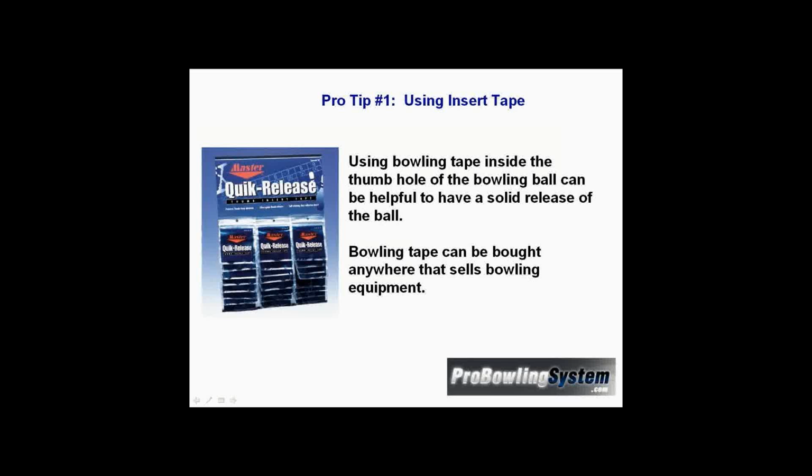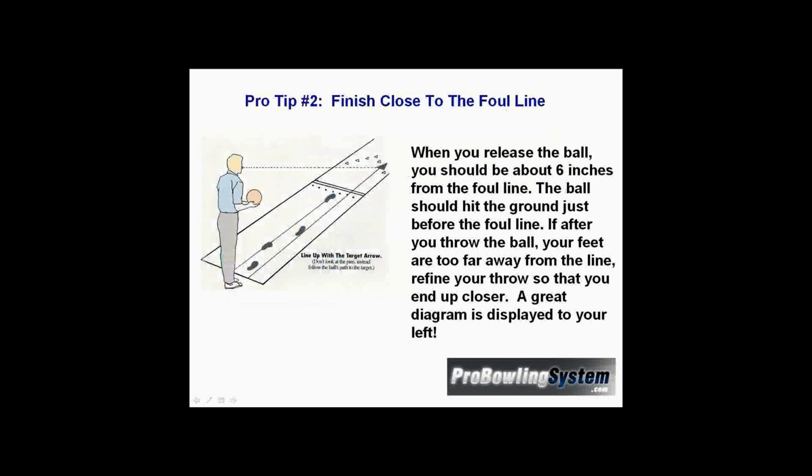Now, people have different opinions on insert tape, but I love it. It really helps me have better control of the ball where I want it to go. So definitely get some insert tape. Now, pro tip number 2, finish close to the foul line. When you release the ball, you should be about 50 inches from the foul line. The ball should hit the ground just before the foul line. If after you throw the ball your feet are too far away from the line, you need to refine your throw. A great diagram of this is displayed to your left.